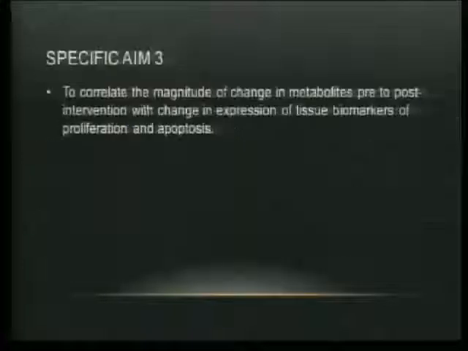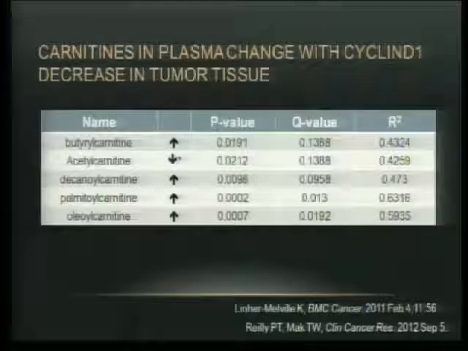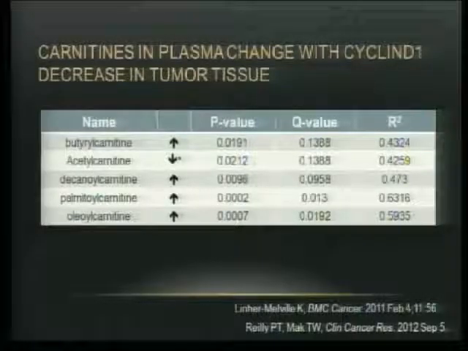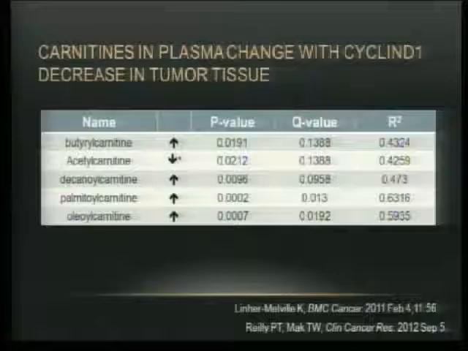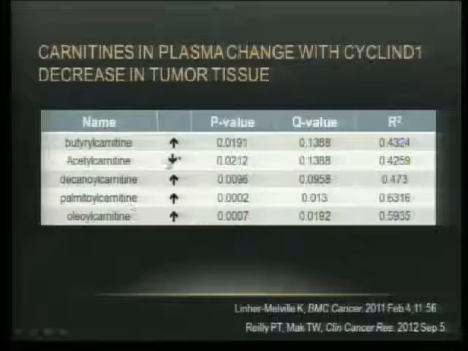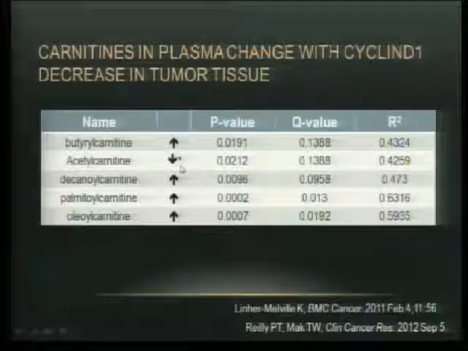And so we also wanted to correlate the change in specific metabolites, pre to post intervention, with a change in the expression of cyclin D1. Chen Cheng did these analyses, and so I trust them. Remember, cyclin D1 significantly decreased, and in general we saw a significant increase in carnitines with the decrease in cyclin D1, except for acetylcarnitine, which doesn't quite fit.